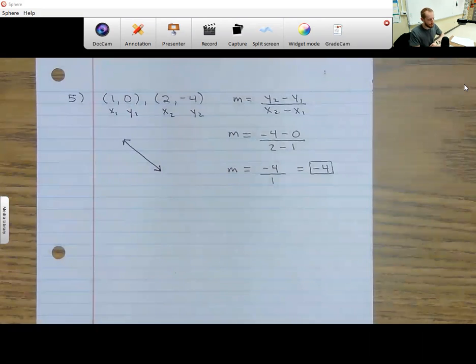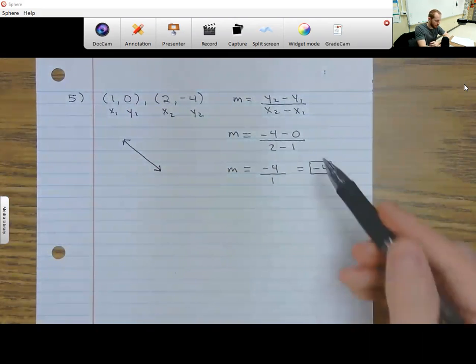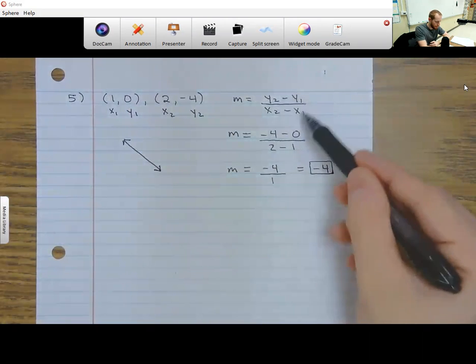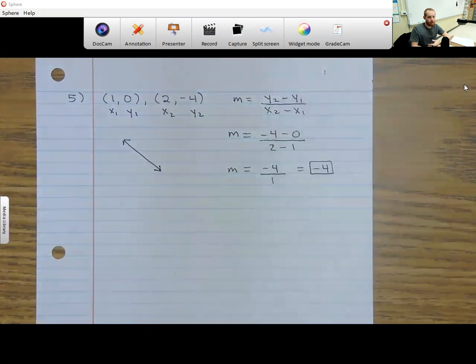So when we meet up on Wednesday, we'll learn how to graph these lines and how to get the slope from a graph. Now, some people ask me, can you change the order of these in the formula? And the answer is actually yes. You can change the order of it.